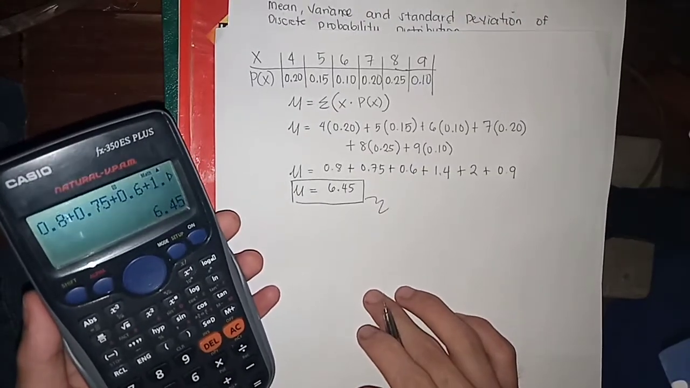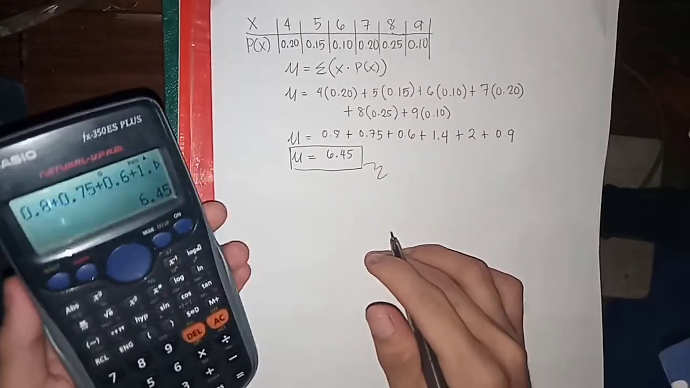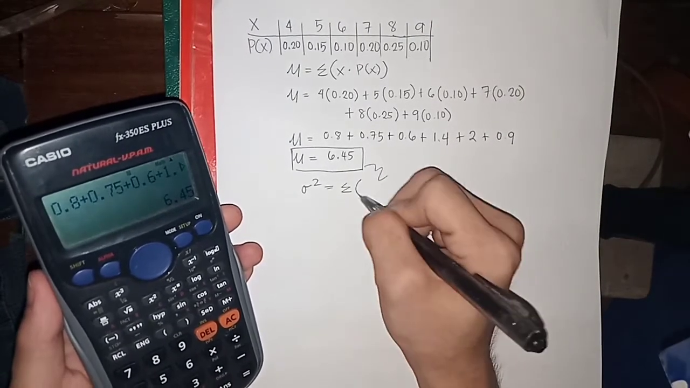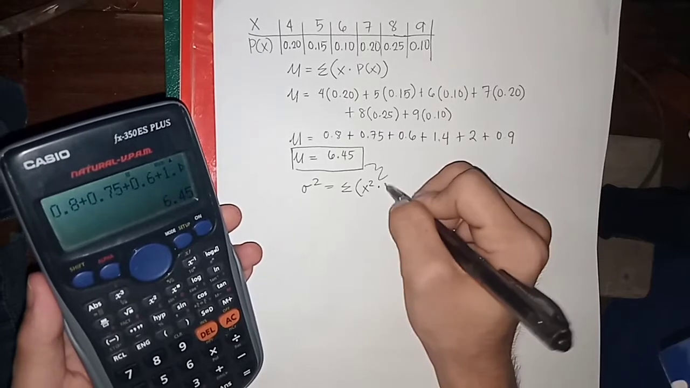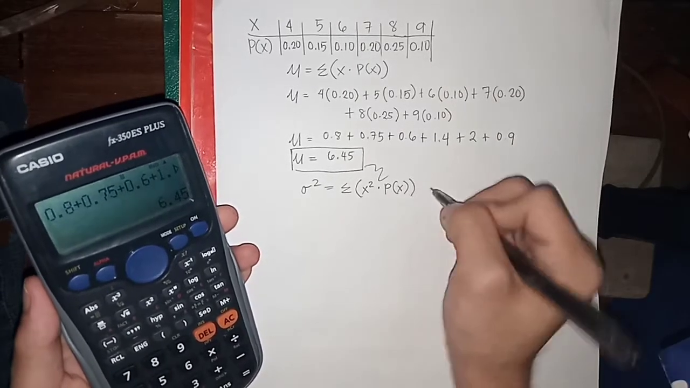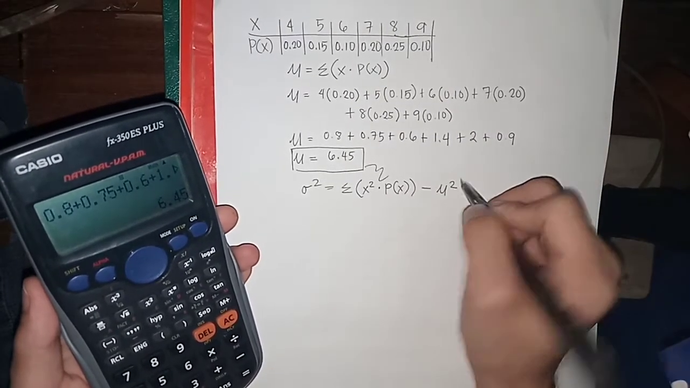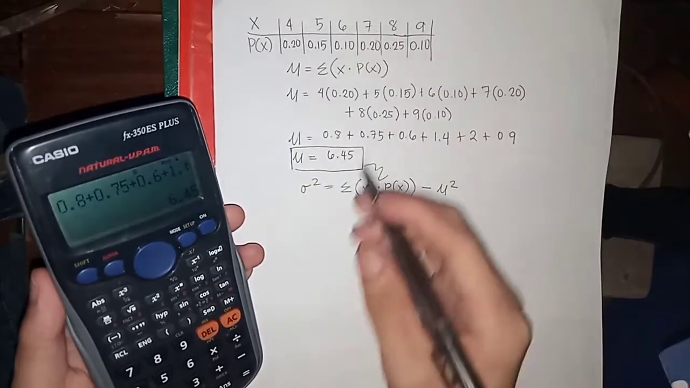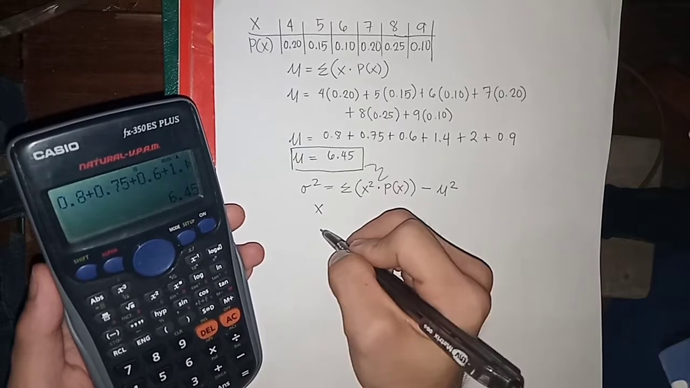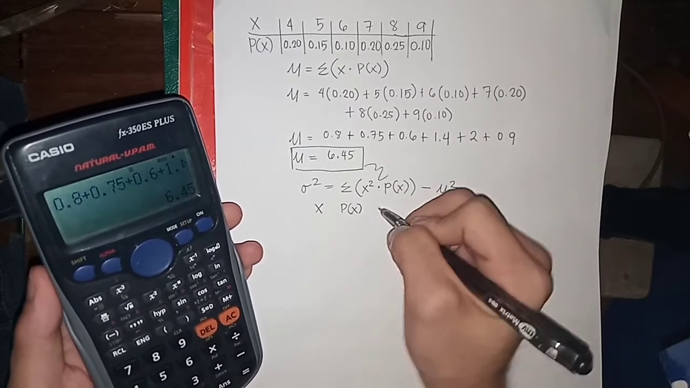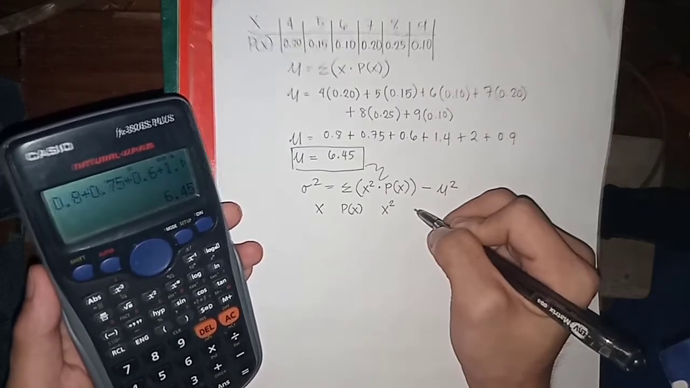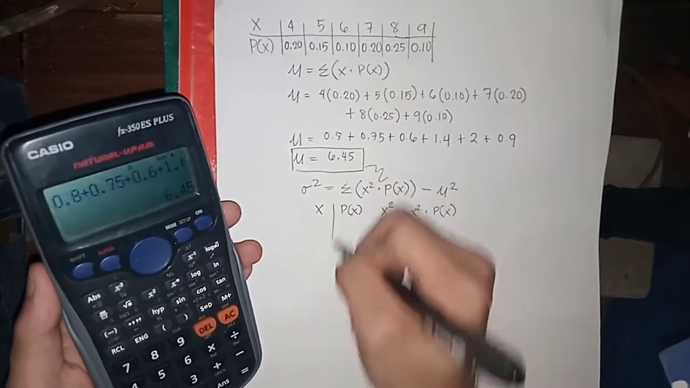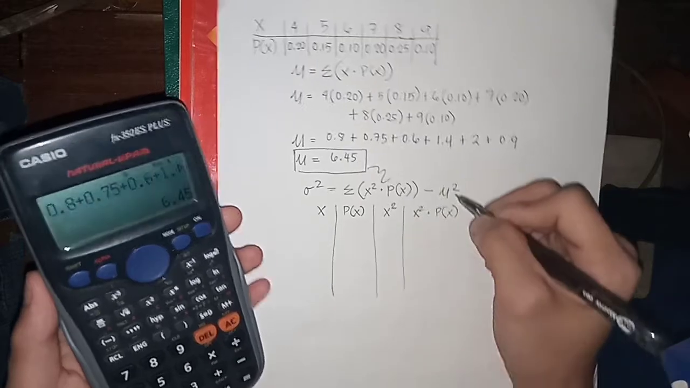Next, kunin natin yung variance. Variance is equal to the summation of x squared times p of x minus mean squared. Okay? So, reconstruct lang natin yung table into a vertical form. So, we have x, I have p of x, idagdag natin yung x squared, and then x squared times p of x. So, meron tayong 4 na column.